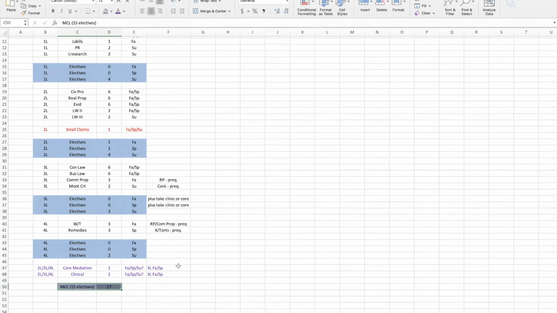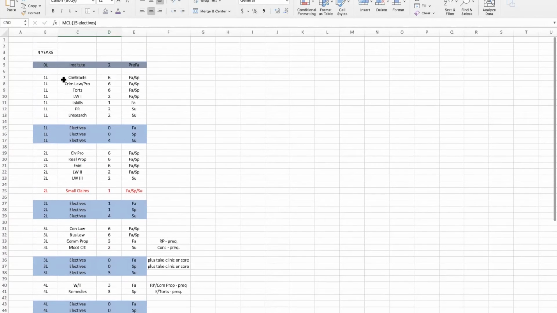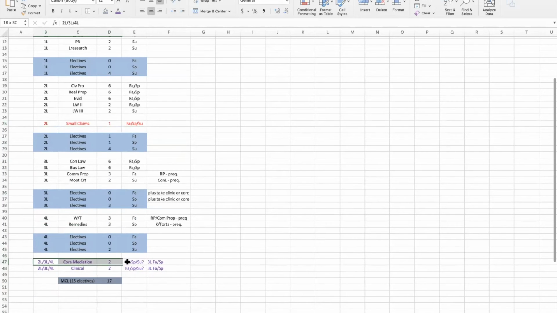Right? So first I explain to them, here are the requirements. Let's talk through it. You have to take community property in the fall. You need to take moot court in the summer. You have to take wills and trusts. You have to take remedies. And here are all the prerequisites, right? Plus, don't forget, if you're MCL, you have to take the small claims unit. Plus, you have to take core mediation and this clinical unit.